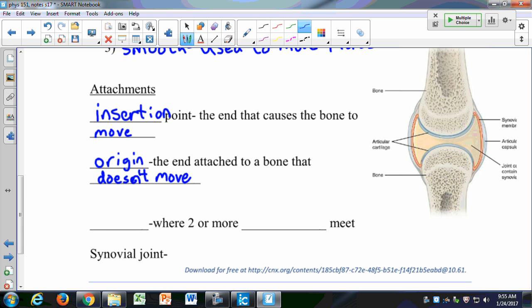Sure, I guess. I don't know. Is that what the book says? Is that true? Does your origin ever move? Does it move some? Okay. All right. Yes, thank you, Daisy.